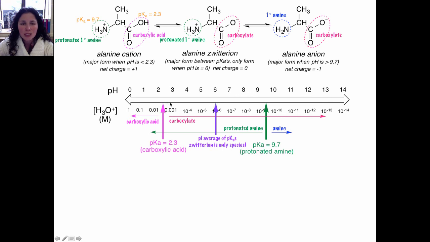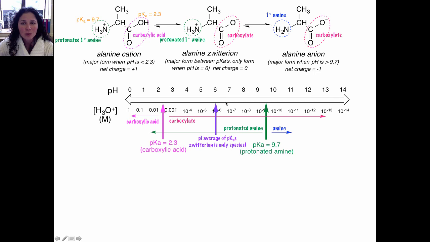So as we move from here to here, we're increasing the amount of the Zwitterion and decreasing the amount of the alanine cation until we reach this pH 6, which is the average of the two pKa's, the isoelectric point. Now I have 100% of the Zwitterion. Now, as I move to even higher pH, I start converting the Zwitterion into the alanine anion because the amine is beginning to be deprotonated. The amine is beginning to react.